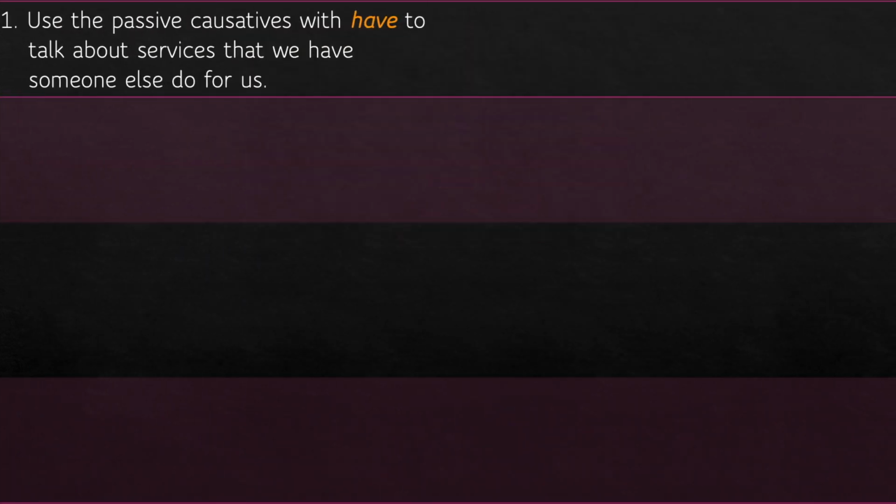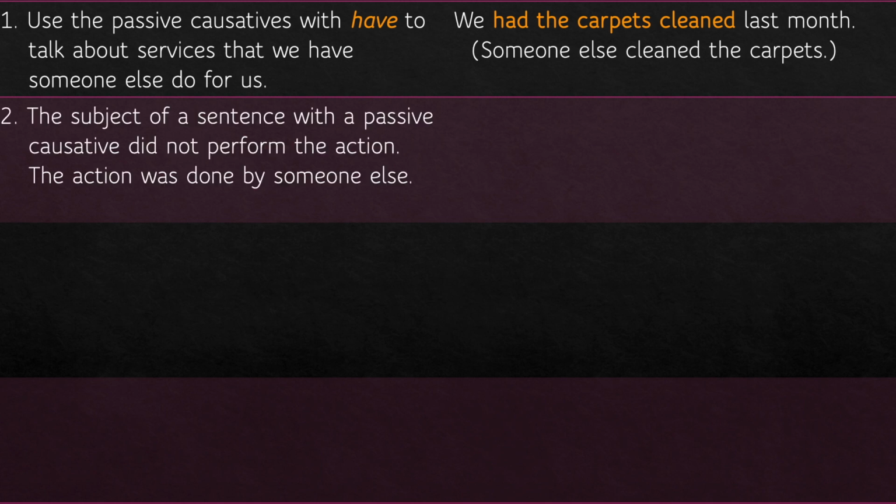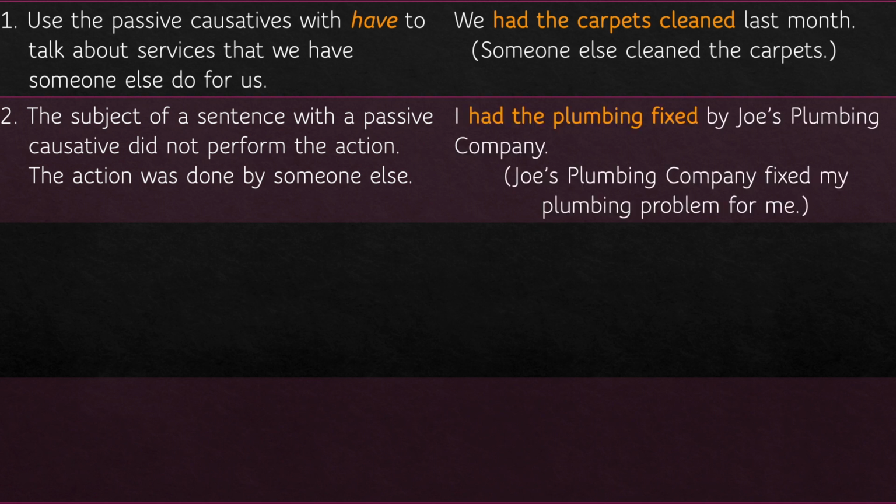Rule number 1. Use passive causatives with have to talk about services that we have someone else do for us. For example, we had the carpets cleaned last month. This means we probably hired someone, or we just asked someone to do this for us. Rule 2. The subject of a sentence with a passive causative did not perform the action. The action was done by someone else. For example, I had the plumbing fixed by Joe's Plumbing Company. This means that Joe's Plumbing Company fixed my plumbing problem for me.